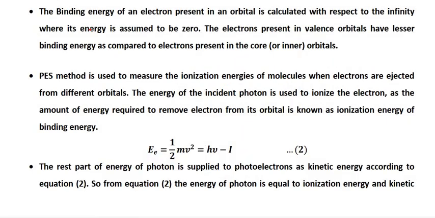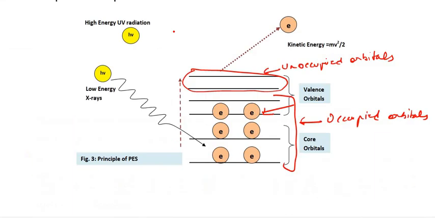Now we have to calculate the binding energy of electrons. In order to calculate binding energy, we have to assume that at infinity the energy of the electron is zero. So if the electron is completely removed from the orbital, its energy is assumed to be zero, because the attraction between nucleus and electron is almost negligible when the electron is at infinity. In this way, the binding energy of different electrons can be calculated.